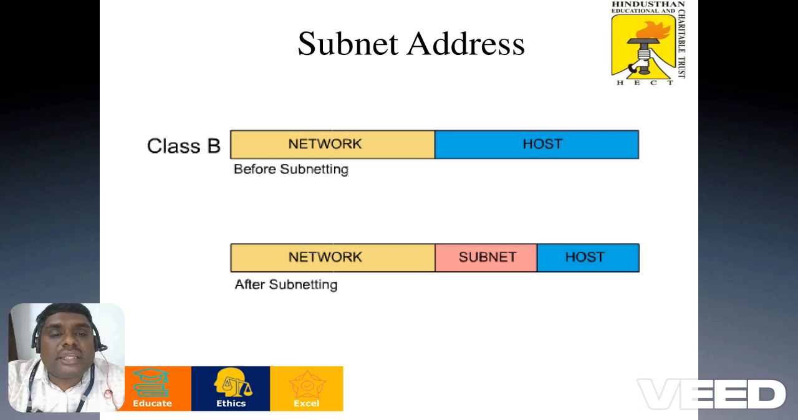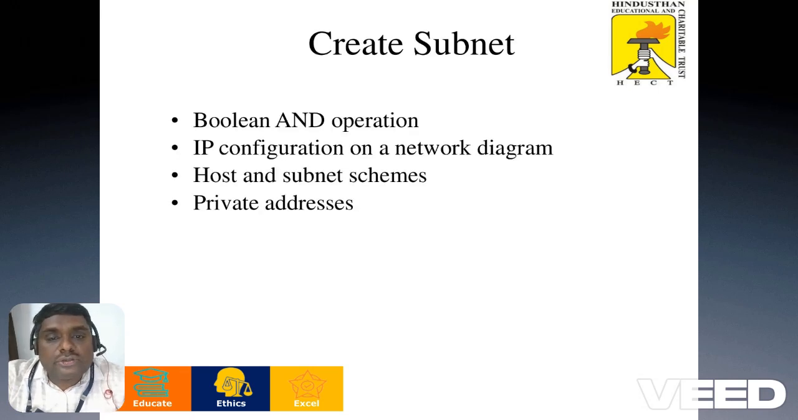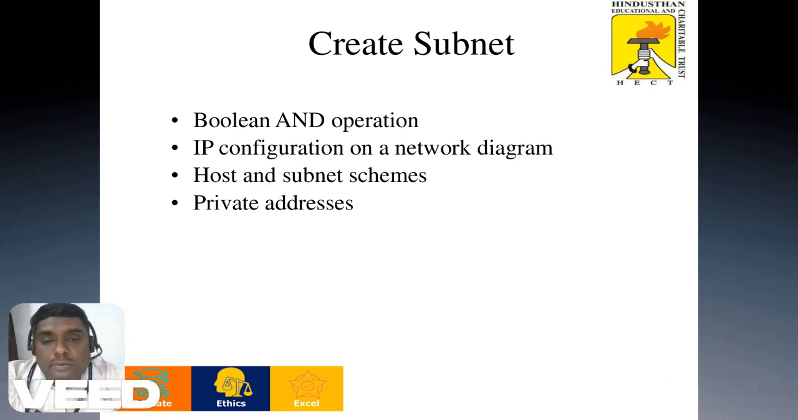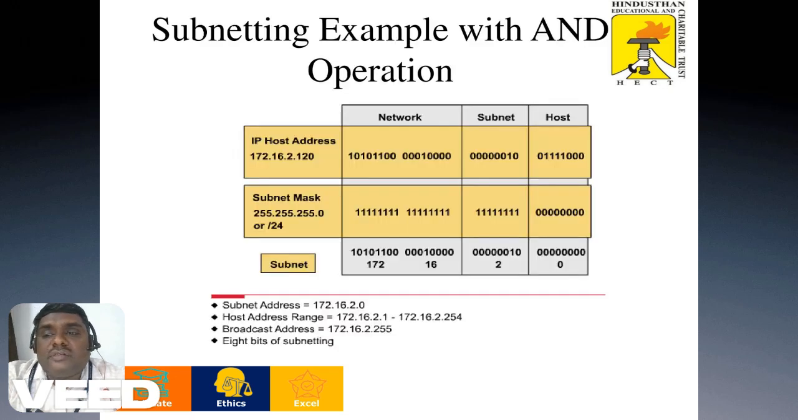Before subnetting, we have network and host. After subnetting, we have network, subnet, and host. While creating a subnet, we first do the AND operations and IP configuration, and then we do the host and subnet scheme. Finally, we have the private address. This is our subnetting example with the AND operations.